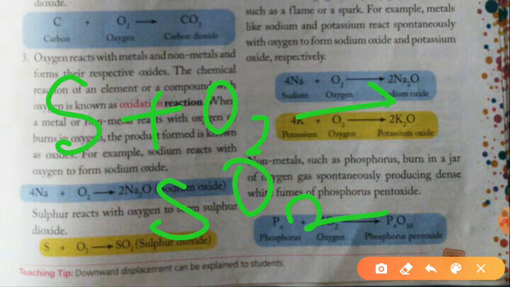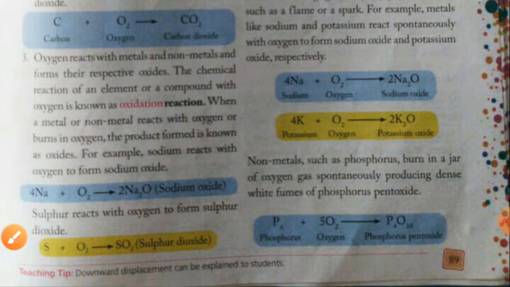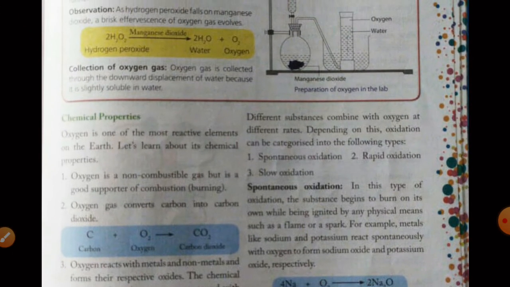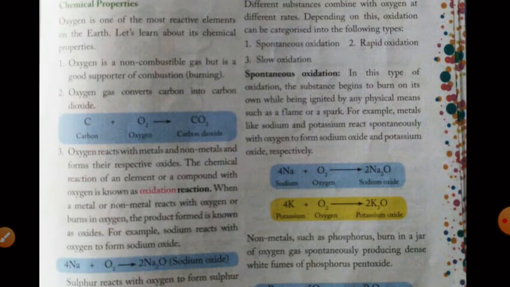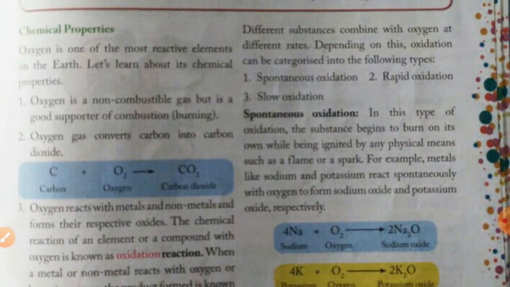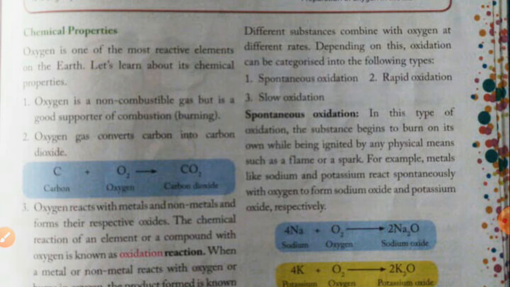So this was how oxygen reacts with metals. Always remember that metals or non-metals react with oxygen to form their oxides. Now, different substances combine with oxygen at different rates. If we take an example like sodium, the sodium will react differently with oxygen.